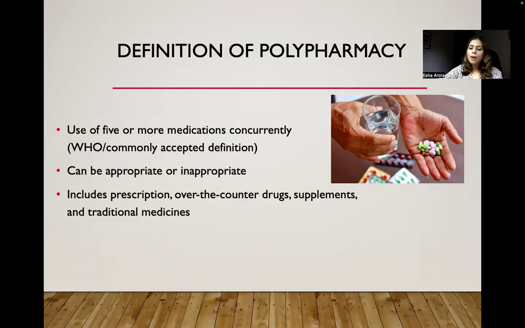And sometimes it is appropriate, as we have discussed, in certain scenarios where the patient has multimorbidity, we cannot just avoid it but prescribe multiple medicines to the patient. And it not only includes the prescription which you give, but also the over-the-counter drugs the patient might be taking and not knowing about it. It also includes the supplements, multivitamins, and traditional medicines the patient is taking.